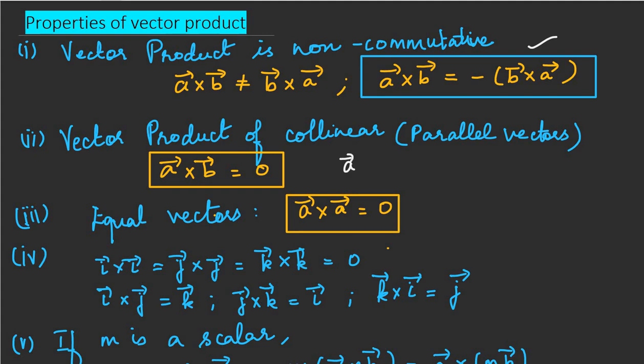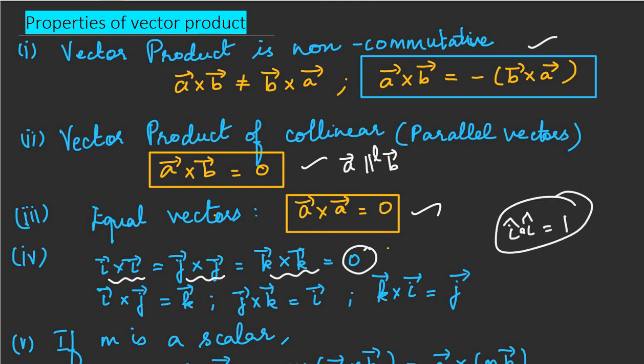Vector product of collinear or parallel vectors: if A vector and B vector are collinear or parallel, then the cross product is equal to 0. Cross product of two equal vectors is equal to 0. Cross product of the same unit vectors gives us 0 here. But the dot products i dot i, j dot j, k dot k we saw are equal to 1 in case of the dot product, whereas the cross product of the same unit vectors will be 0.